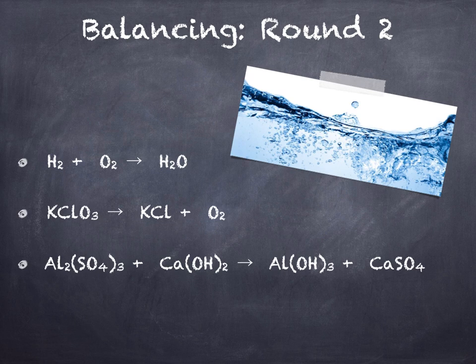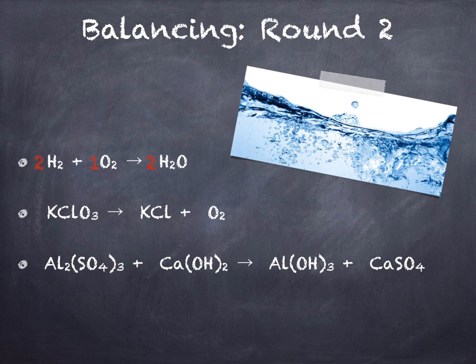In order to balance that, we're going to put 2 in front of the H2O. That gives us 2 oxygens on the product side and 2 oxygens on the reactant side. But now notice that we have timesed the H2 by 2, making it 4 hydrogens on the product side and only 2 hydrogens on the reactant side. So we're going to add another 2 there, and this balances the equation.